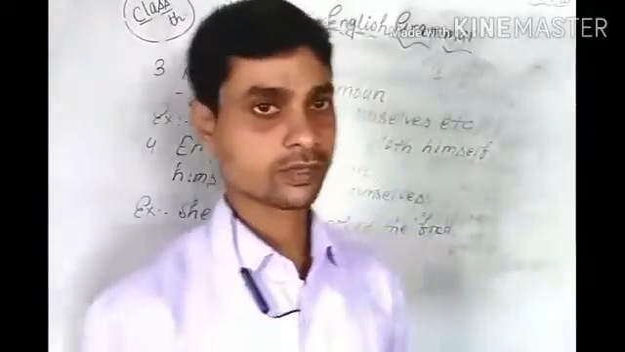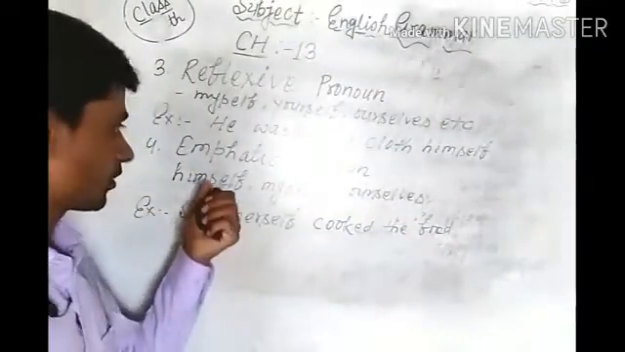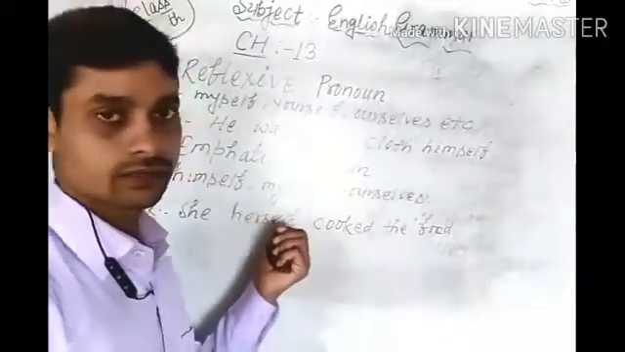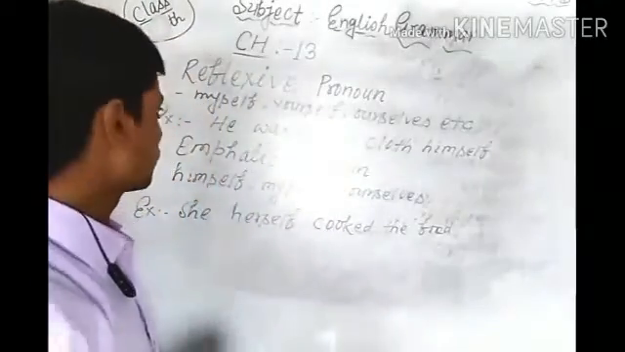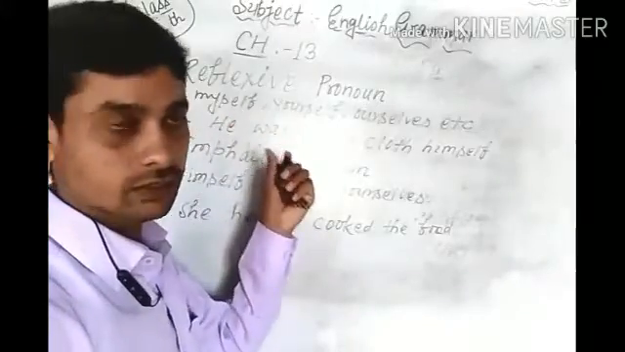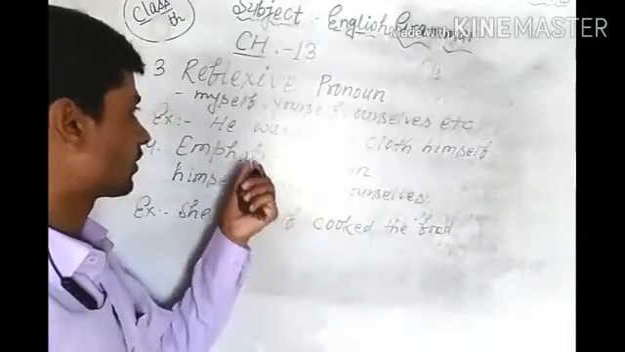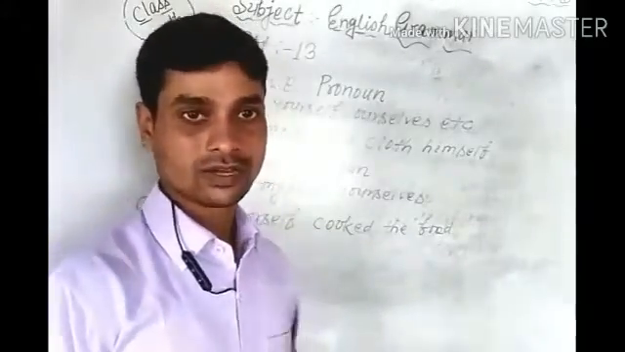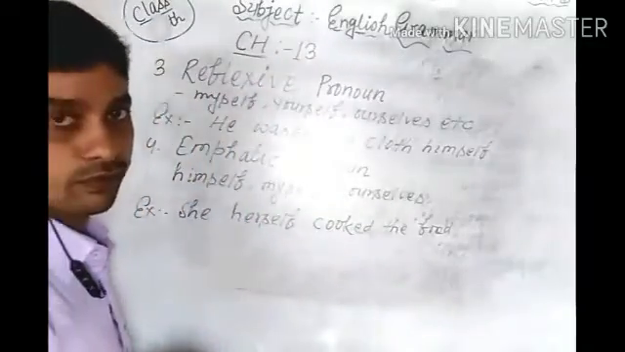Okay students, next kind is the reflexive pronoun, and next is the emphatic pronoun. Both kinds are the same, but the uses are different. What is a reflexive pronoun? The word in which the "self" word is used is called reflexive, and emphatic too: myself, yourself, themselves, ourselves, herself. But the uses are different.